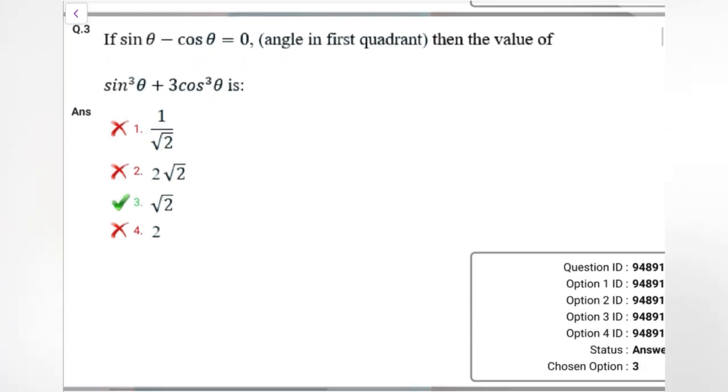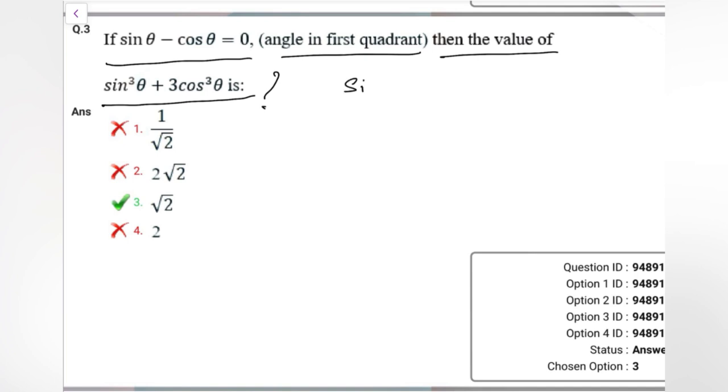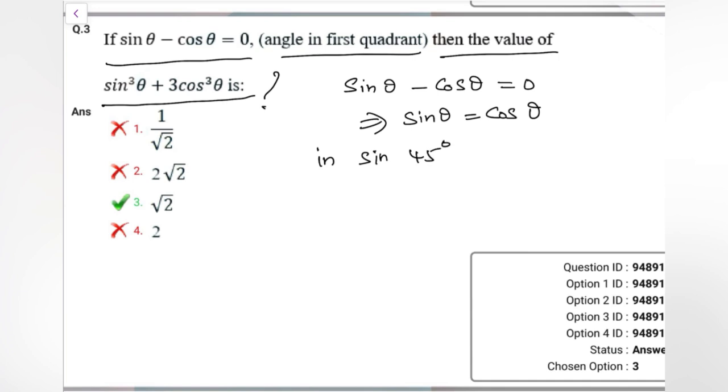If sin theta minus cos theta is equal to 0 and angle is in the first quadrant, then the value of sin cube theta plus 3 cos cube theta is question mark. Sin theta minus cos theta is equal to 0, which implies sin theta is equal to cos theta. At 45 degrees, sin theta is equal to cos theta. So theta is equal to 45 degrees.